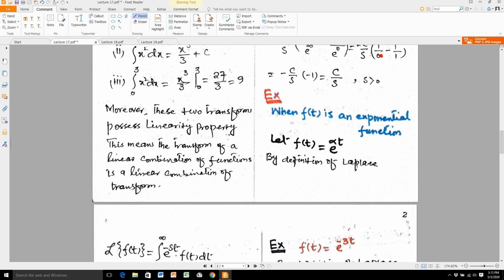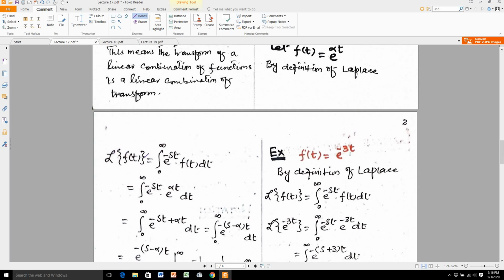So now we move towards another case in which f of t is an exponential function. Let f of t be equal to e raised to the power alpha t. By definition of Laplace, Laplace of f of t is equal to the integral from 0 to infinity of e raised to power minus st f of t dt. Here I substitute the value of f of t, that is e raised to the power alpha t. Now we know the properties of the exponential function.